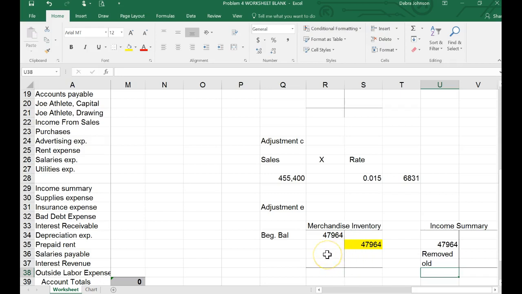So now we need to put the new back in. And based on the directions in your handout for letter E, the new inventory totals $68,800. So the journal entry for that is to put it back in the asset and to put the credit side in the income summary. And that puts in the new.